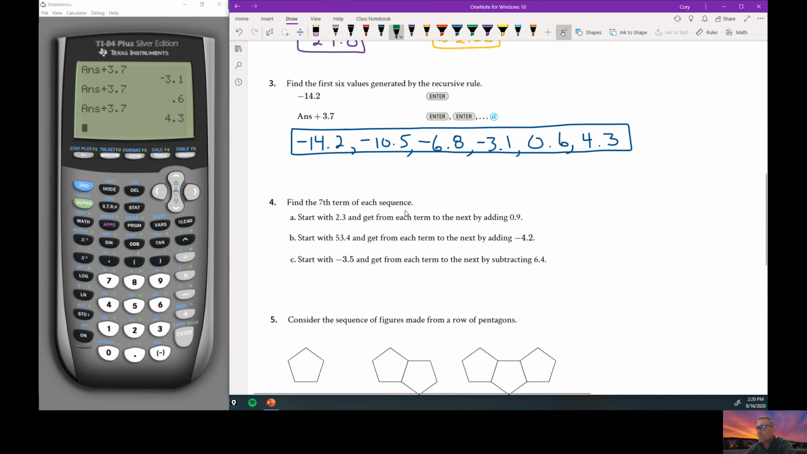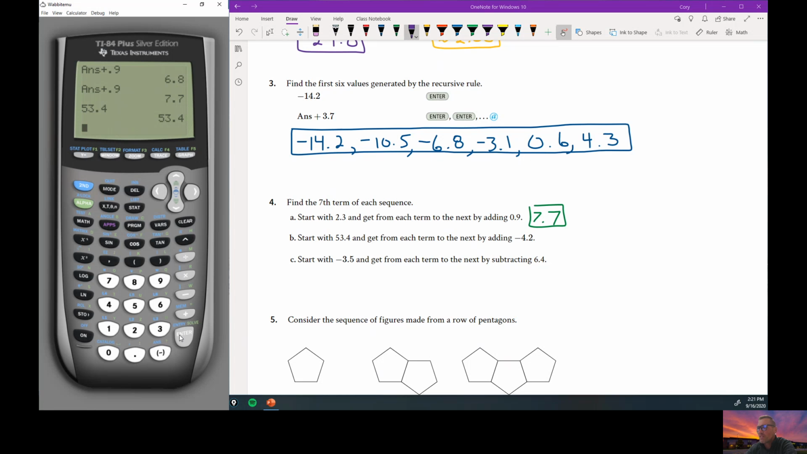Find the 7th term of each sequence. Start with 2.3. So that's going to be the first term of our sequence. And get from each term to the next by adding 0.9. So plus 0.9. That's our second, third, fourth, fifth, sixth, and then 7th. So 7.7. Yep, checking my answer in the book. I got it right.